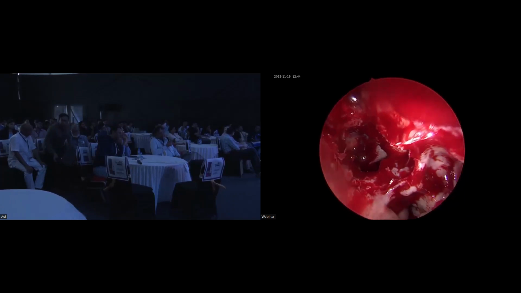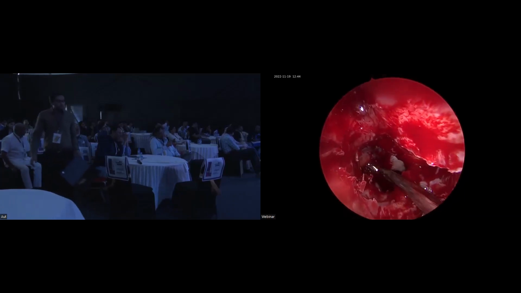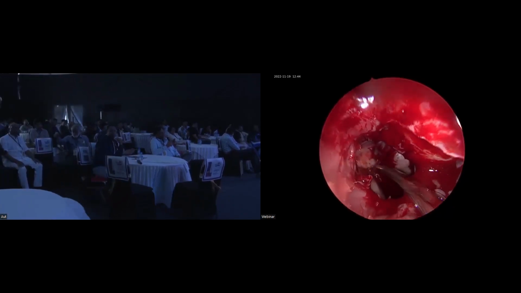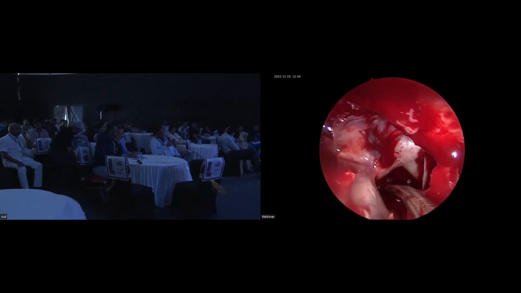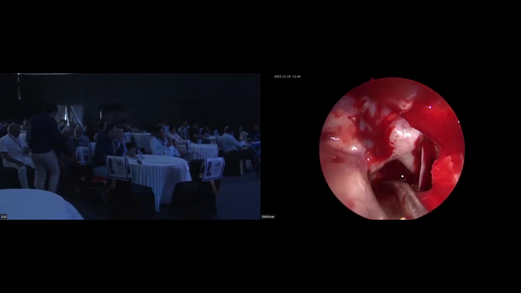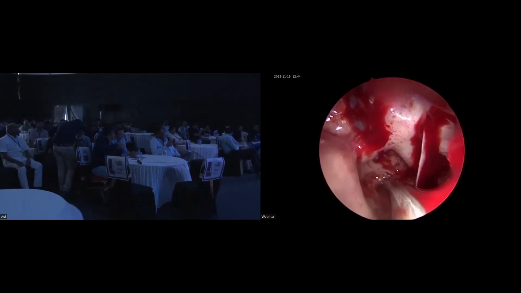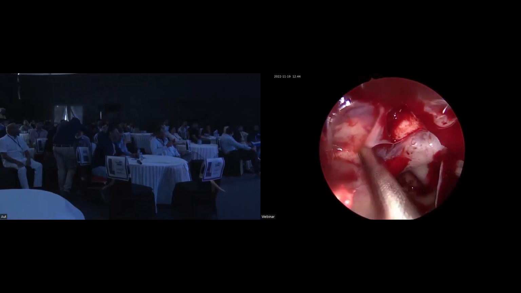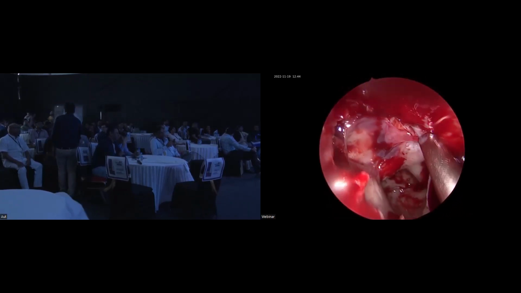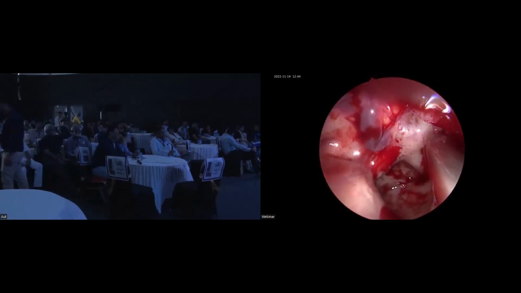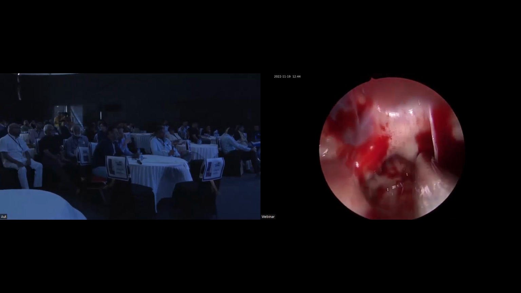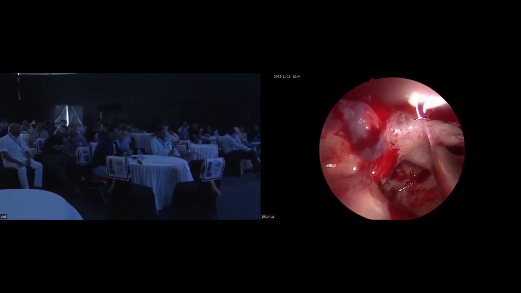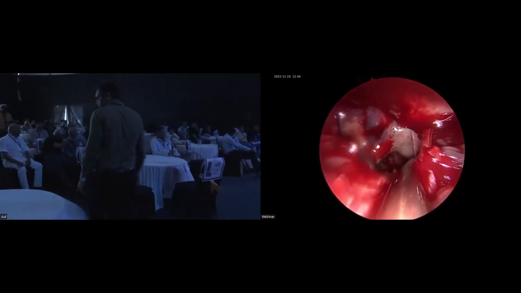Suction, please. Can I have straight suction? So you are beautifully seeing the optic nerve now. This is the clivus region. This is the optic nerve. This is the carotico-optic recess. This is the siphon of the carotid. You have some intrasphenoid septae, and this is the region of the clivus.